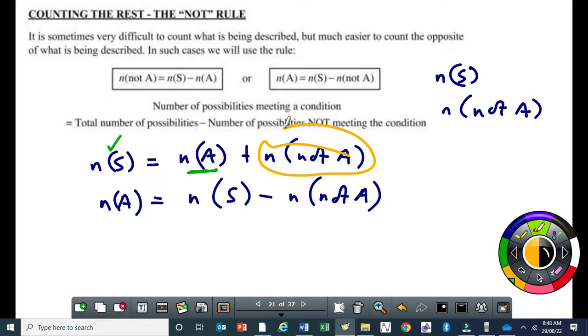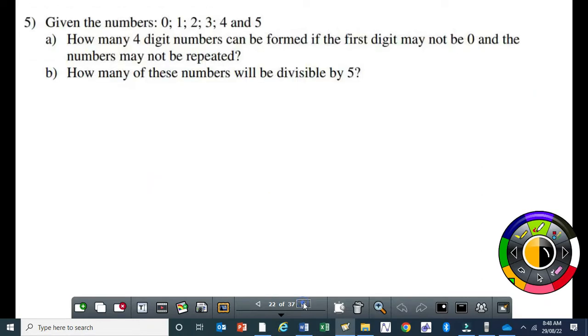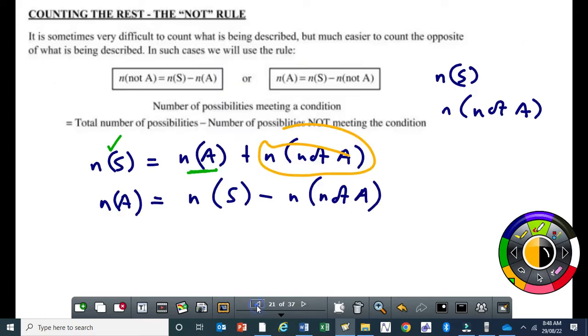Like in this case, for 5b, you're supposed to determine the numbers that will be divisible by 5. That's not very straightforward. So this NA here is the number of numbers that can be divided by 5.